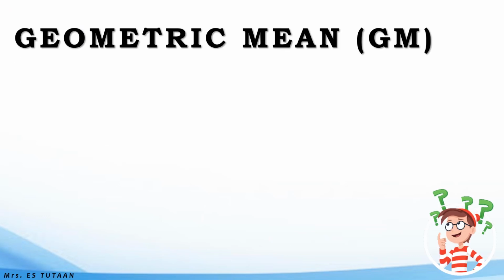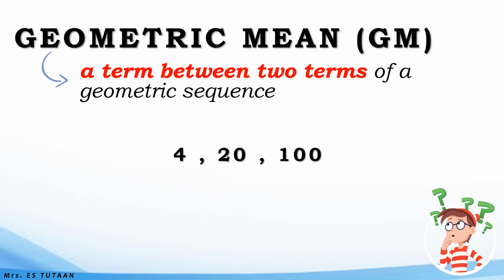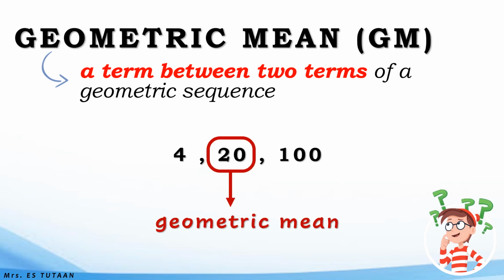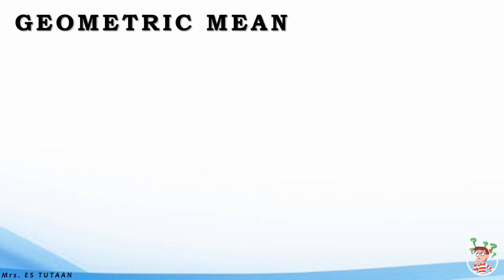So, how do we determine the geometric mean or geometric means of a particular geometric sequence? Pag sinabi natin geometric mean, without S, that is a term between two terms of the given geometric sequence. So, kung ang given geometric sequence natin ay 4, 20, 100, ang ating geometric mean ay yung nasa gitna, which is 20. So, paano natin mako-compute or madidetermine ang geometric mean?